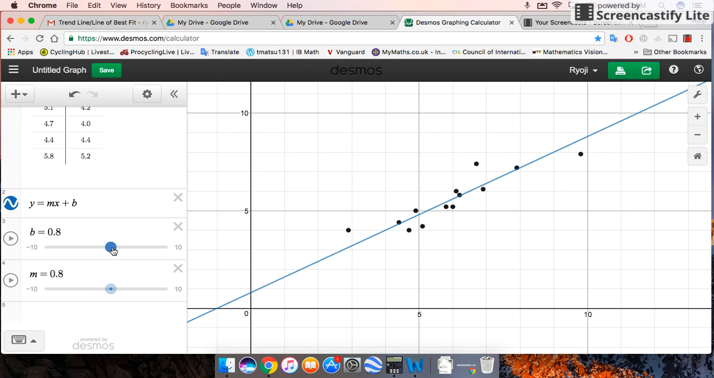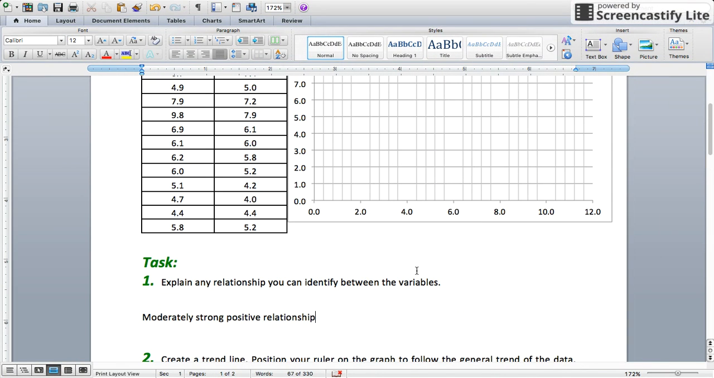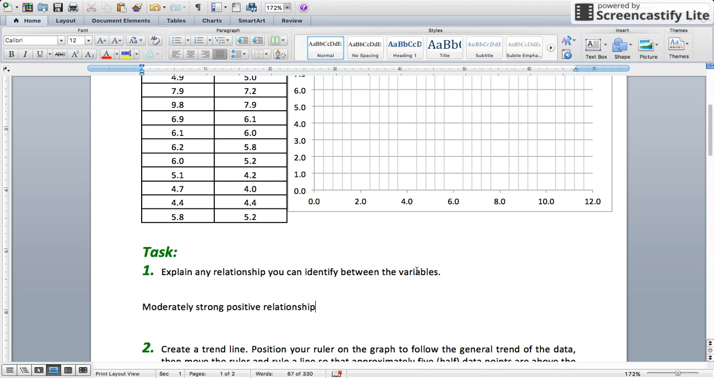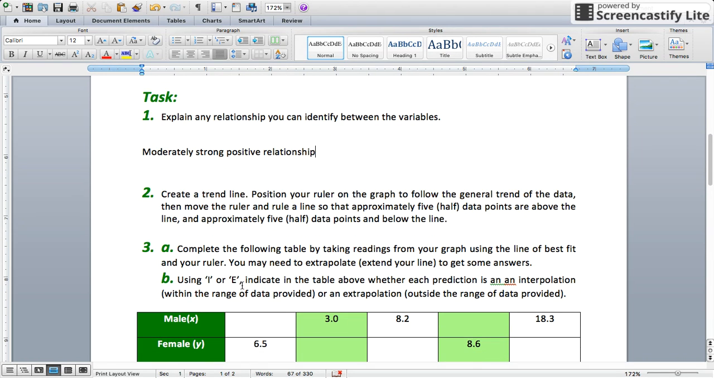Yeah, that looks better. Okay, so we have our trend line, and you're just going to try to replicate that on your graph here, or what you can do is you can just take a screenshot and include it on the digital copy if you have a digital copy. If not, then you're just going to have to copy it by hand.